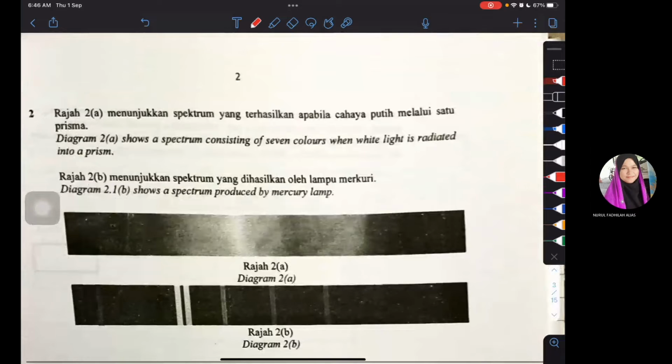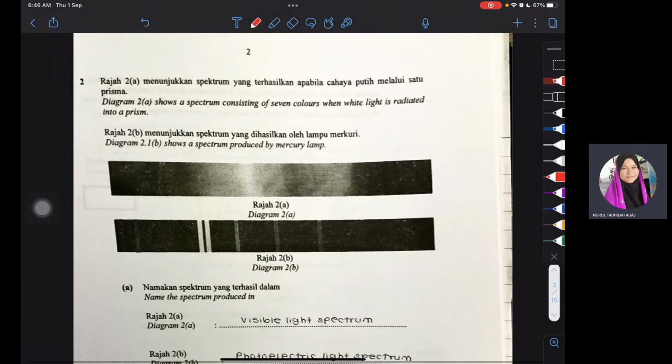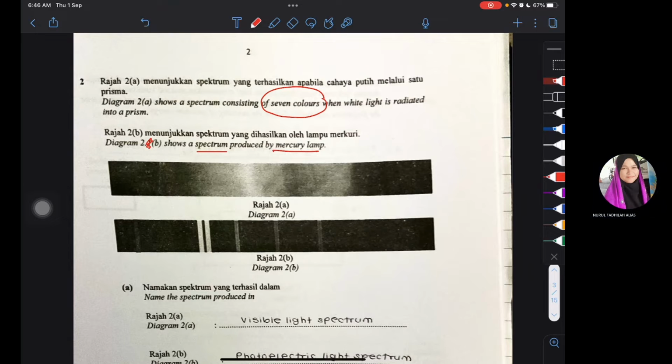Next. Number 2. The diagram shows a spectrum consisting of 7 colors. It's given here, 7 colors. White light is radiated into a prism. Diagram 2.1. Diagram 2.2 shows a spectrum produced by a mercury lamp.